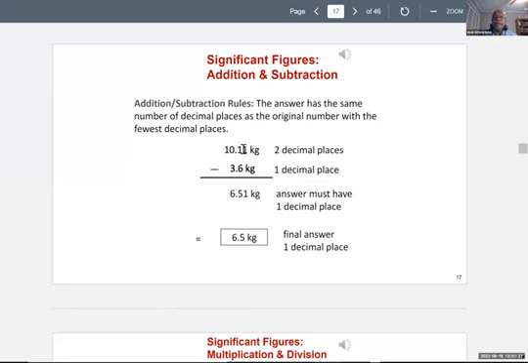First number, 10.11, the rightmost decimal place is the second decimal place. In 3.6, the rightmost decimal place is the first decimal place. Second decimal place, first decimal place. If you look at these two measurements, the uncertainty in the second decimal place is lower.